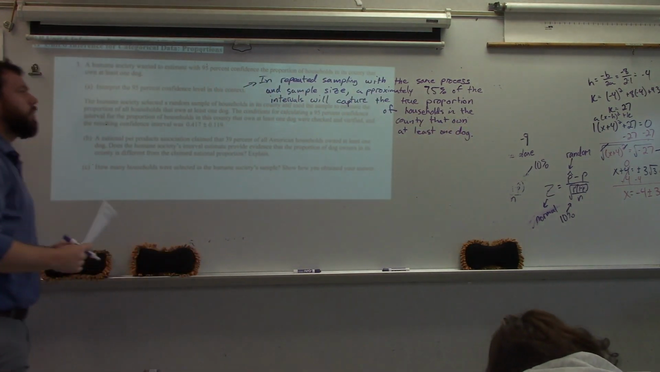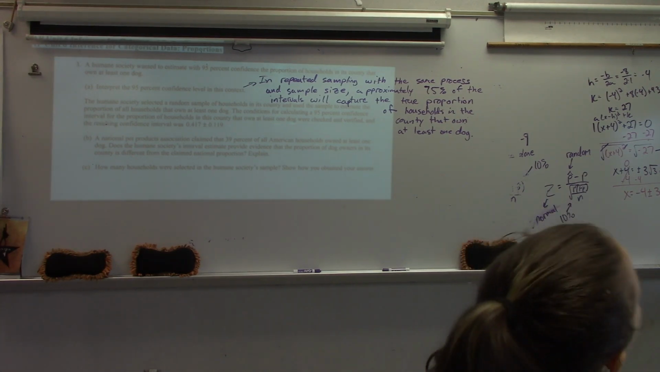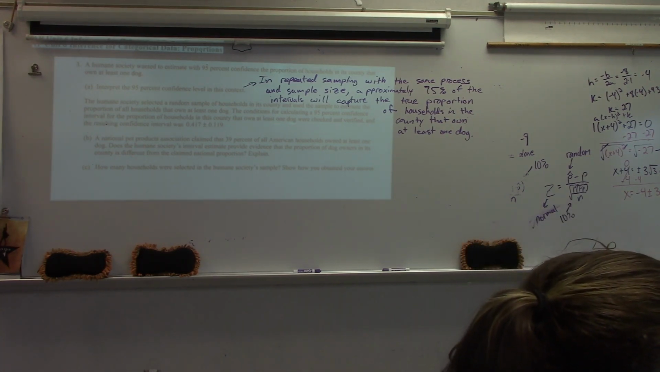In repeated sampling with the same process and sample size, approximately 95% of the intervals will capture the true proportion, but we need that context.